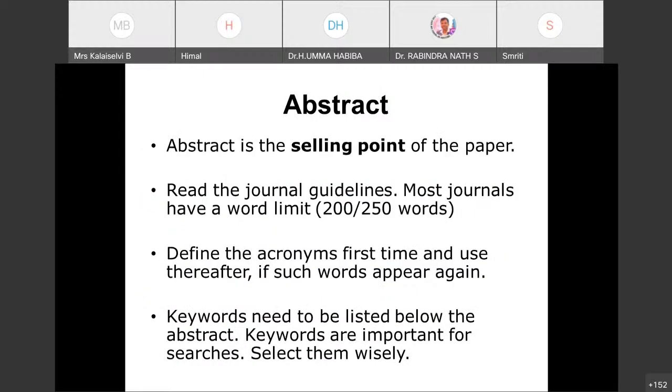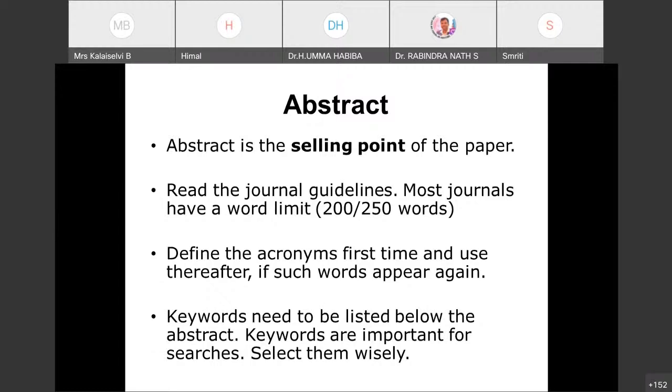Then comes the abstract, right? The abstract is the selling point of your paper, and you need to put a lot of effort when you are writing the abstract. Often under journal guidelines, there's a word limit. You cannot write more than 200 words or 250 words and so on. You have to read the journal guidelines very carefully.